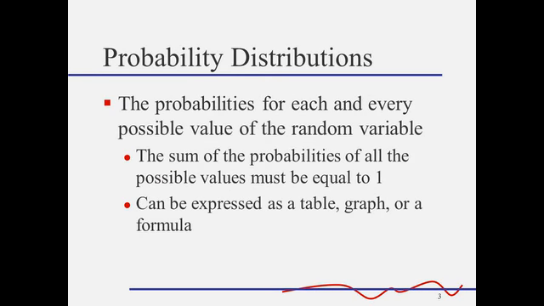A probability distribution gives every possible value of the random variable and the probabilities for all the values. Because we've listed everything that can happen, when we add up the probabilities, they must add up to 1. If it's less than 1, then we didn't list all the possible values. If it's more than 1, then we've made a mistake in assigning probabilities. Probability distributions can be expressed as a table, a graph, or a formula. For discrete random variables, because the values are listable, we will very often list them in a table.